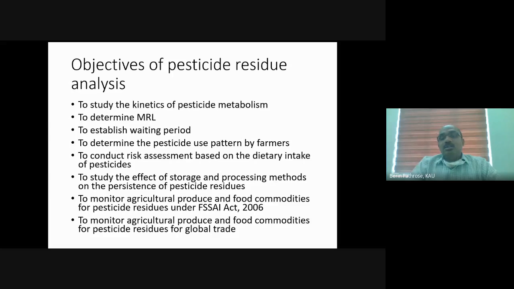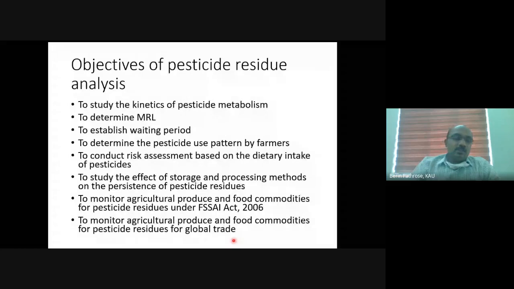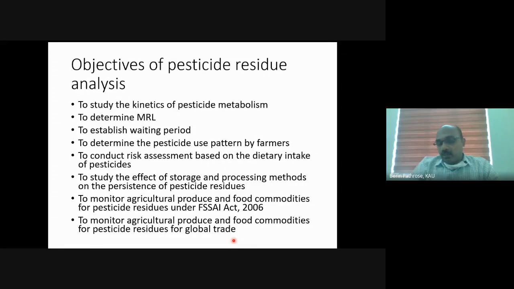If you want to analyze how storage or processing methods affect the pesticide residue, we have to go for pesticide residue analysis. Then we have to monitor food and food commodities for pesticide residue. That is what we do over here. We collect samples from markets and farmers and check for the presence or absence of residues, and we represent it based on the FSSAI Act, Food Safety and Standards Authority Act. We say whether it is above the FSSAI MRL or below MRL.